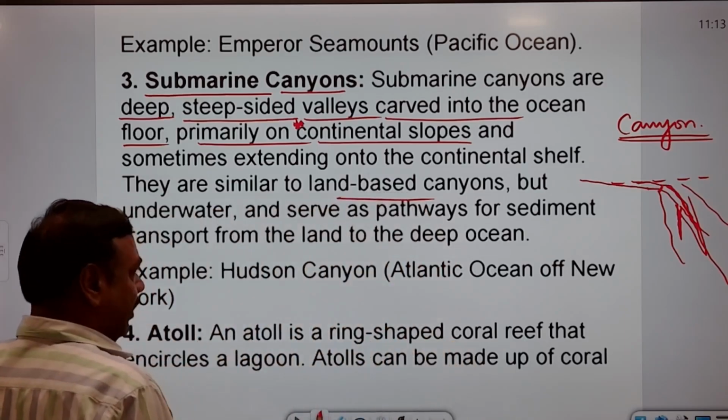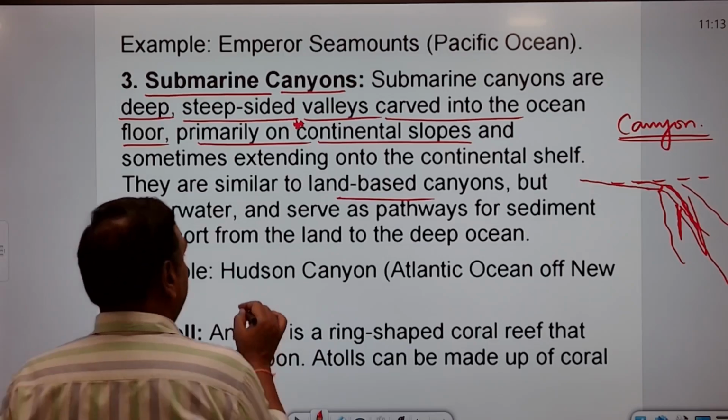Okay. Now we have another example here. See here, Hudson Canyon.